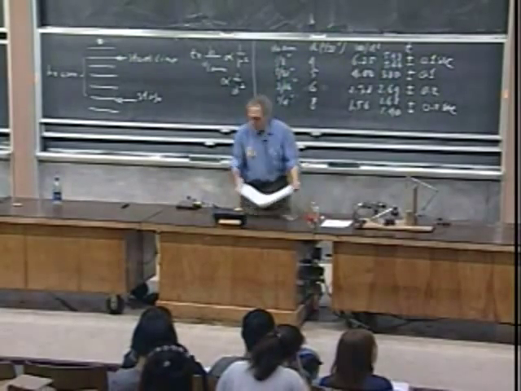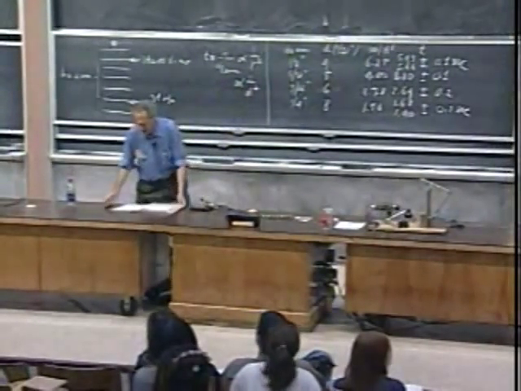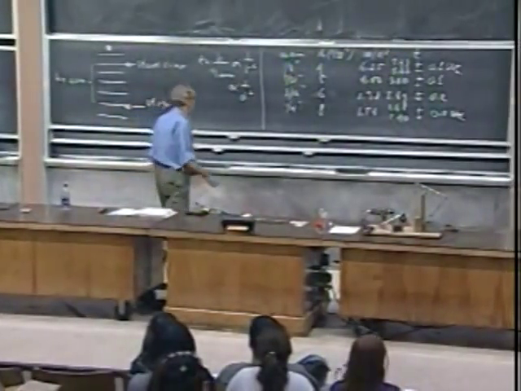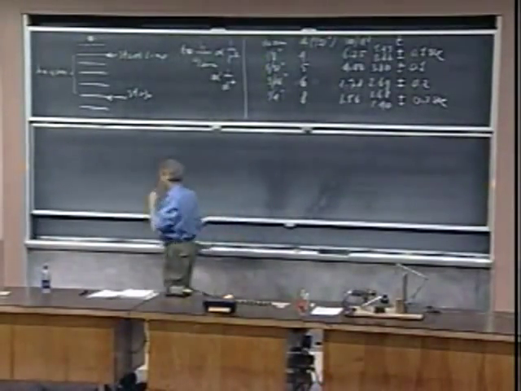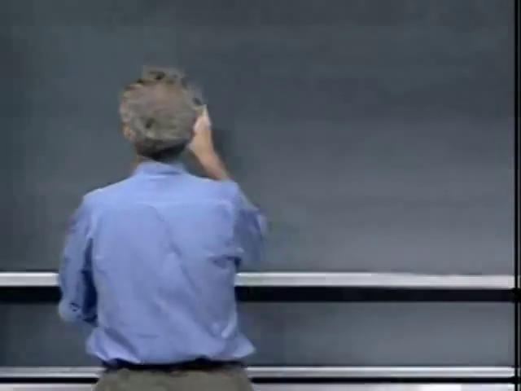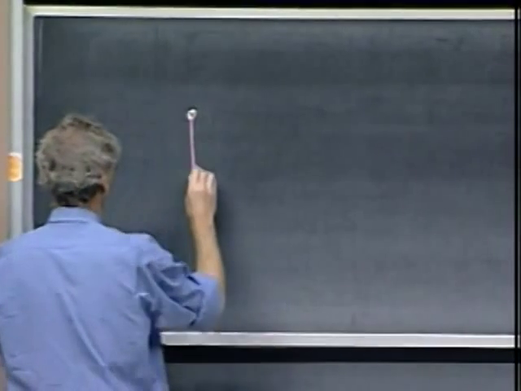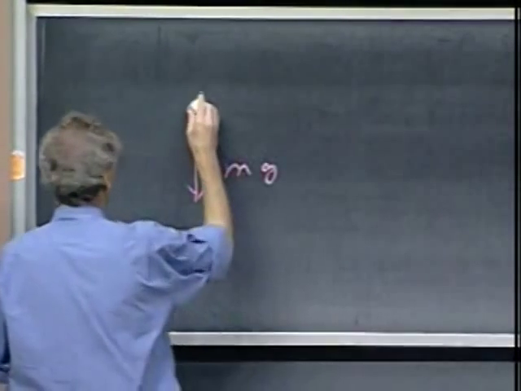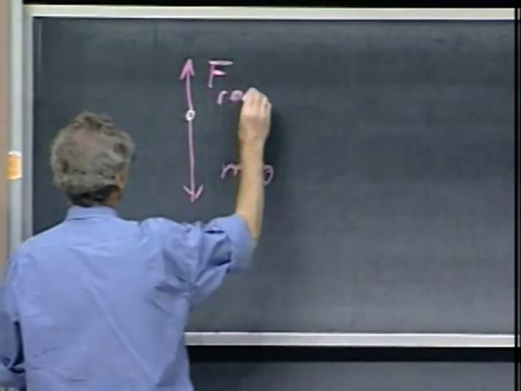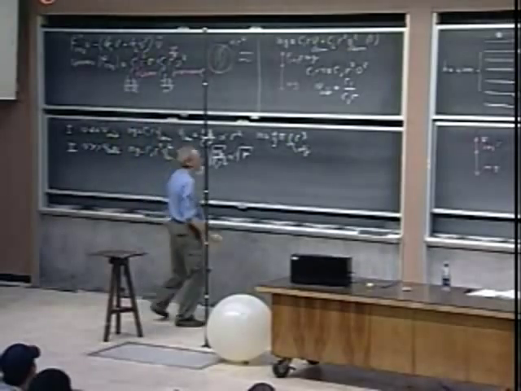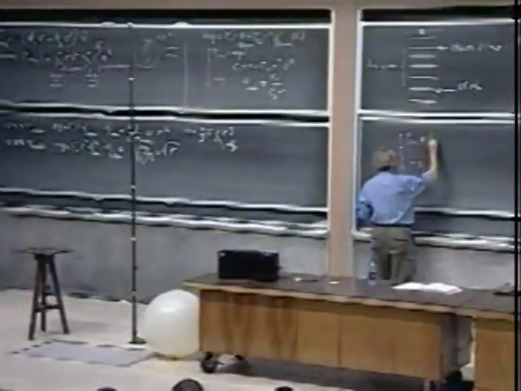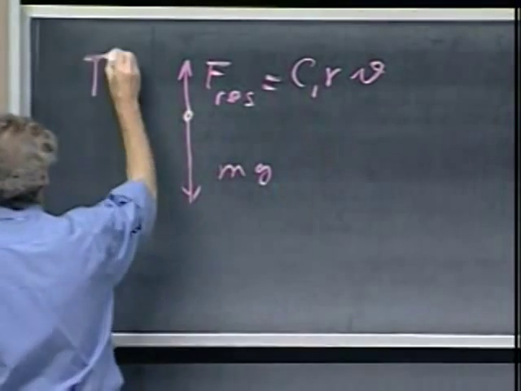Now comes a question which is relevant to this experiment, and that is, how long does it take for the terminal speed to be reached? Well, the object has a certain mass, so there's a gravitational force on it, and the gravitational force equals mg, and then there is a resistive force, which, because we are operating in regime 1 exclusively, equals C1RV in terms of magnitude.